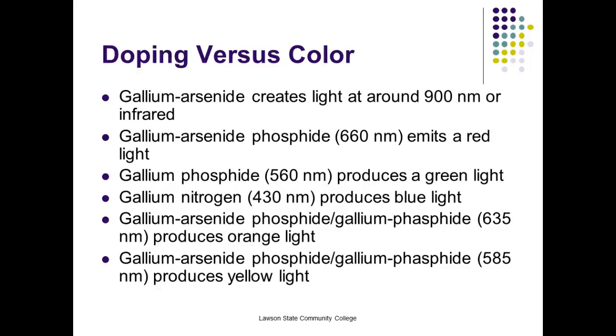So these are some of your dopings. We've got gallium arsenide. This creates a light around 900 nanometers. Now light moves in a wave. It moves like AC, and it has a wave. But these guys move so fast, they're up in the gigahertz.